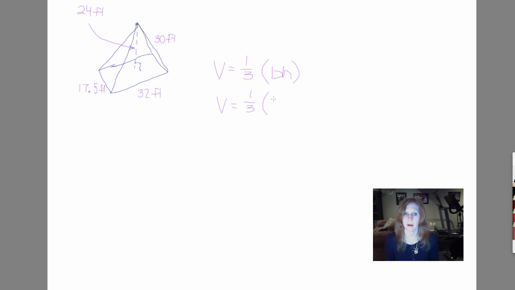Volume equals 1/3, and our base will be our length, 32 feet, times our width of 17 5/10. Oh, that doesn't look like 5/10 feet, and our height of 24 feet. Volume equals still 1/3. And 32 times 17 5/10 is 560 square feet. It's important that I keep my dimensions correct as I work through my problem. It just really ensures that I have a better understanding of what I'm doing. Times my height of 24 feet.